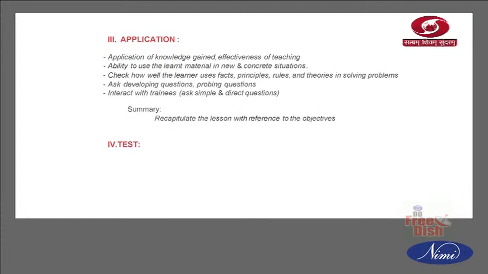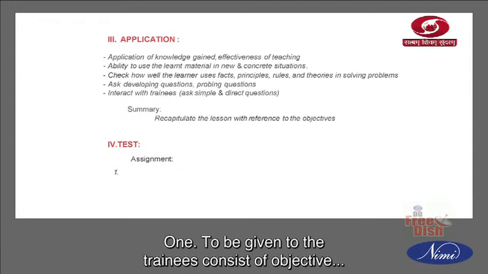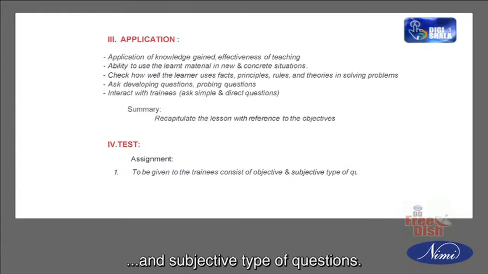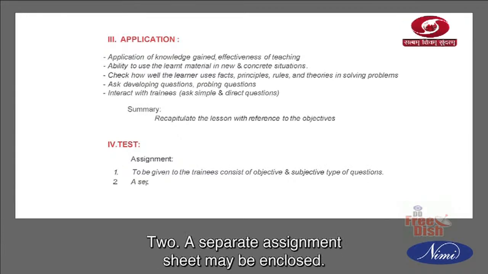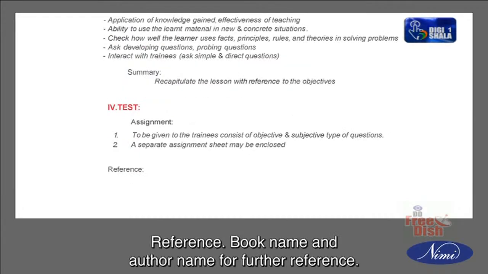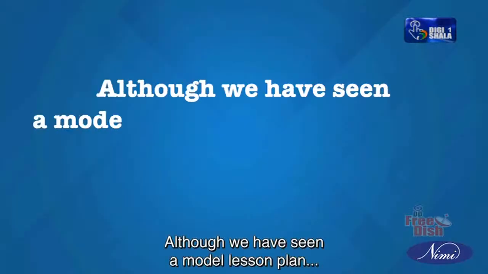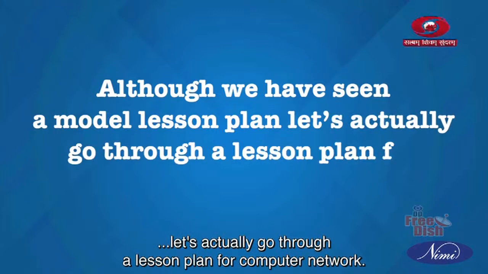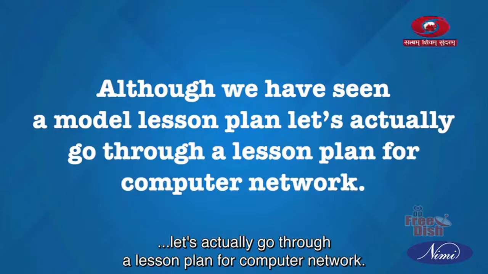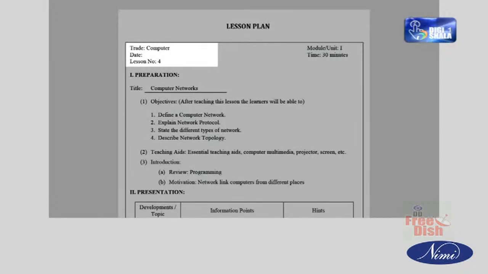4. Test. Assignment. To be given to the trainees, consisting of objective and subjective type questions. A separate assignment sheet may be enclosed. Reference. Book name and author name for further reference. Next lesson. Designate the next lesson. Extend teaching. Although we have seen a model lesson plan, let's actually go through a lesson plan for computer network. Trade, computer. Date. Lesson number 4.